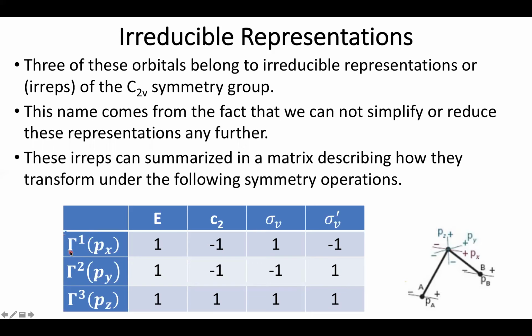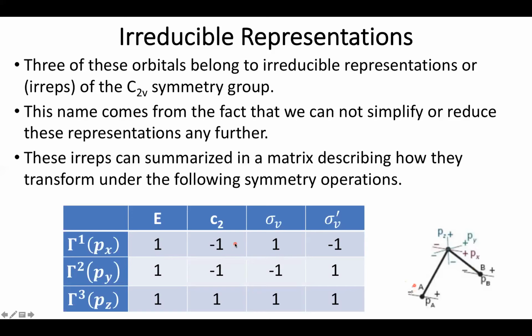So it turns out I have three different possible irreducible representations, which I'm going to label 1, 2, and 3. So px, which is my first irreducible representation, doesn't move under the identity matrix, flips sign under the C2, the 180-degree rotation, doesn't change sign at all when I do a mirror image about the sigma v mirror plane, and does flip sign if I do a mirror image across the sigma v prime mirror plane.